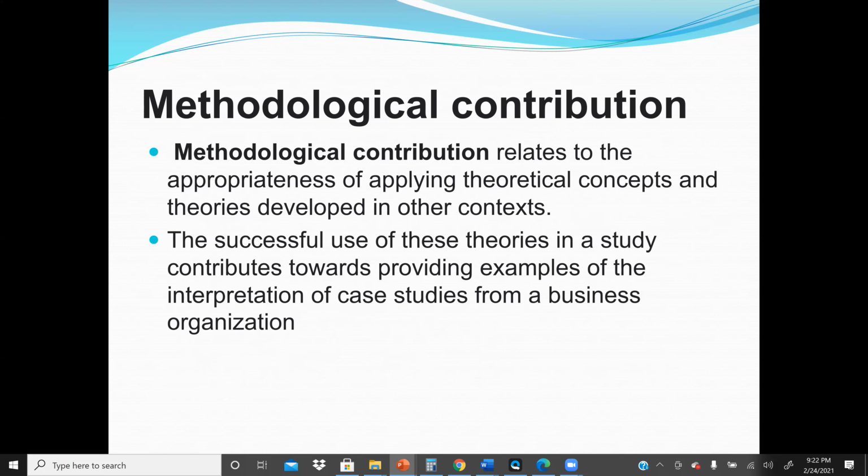Then we also have methodological contributions, which relate to the appropriateness of applying theoretical concepts and theories developed in other contexts. The successful use of these theories in a study contributes toward providing examples of interpretation of a case study from a business organization. So again, methodological contribution always relates to the appropriateness of applying some method or theoretical concept, and also theory developed in other contexts.